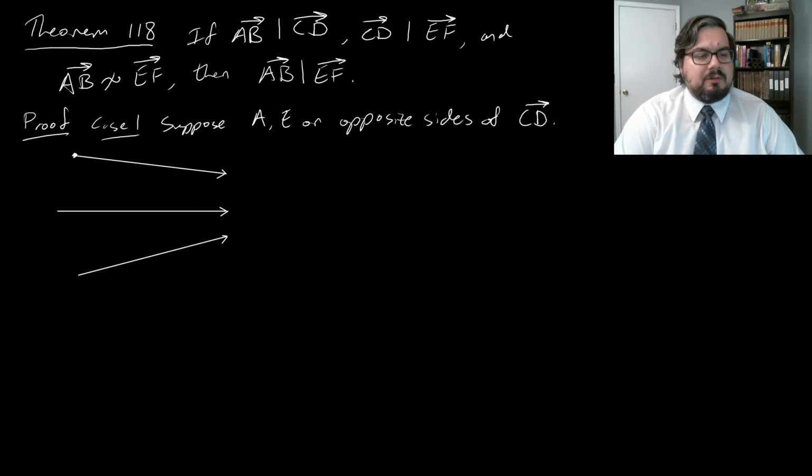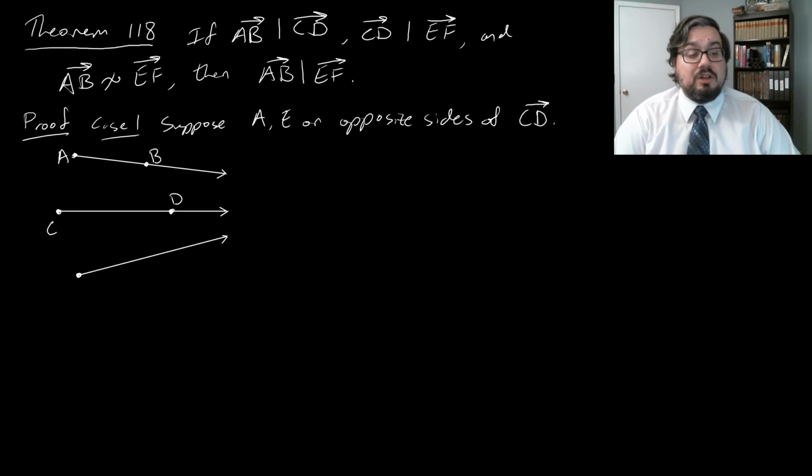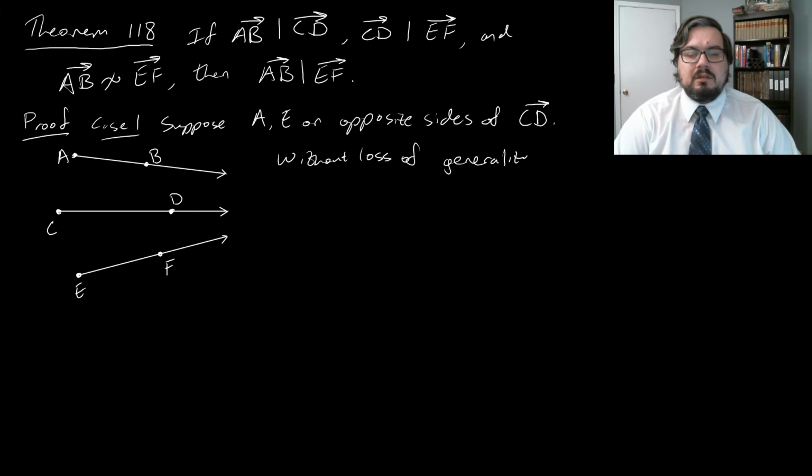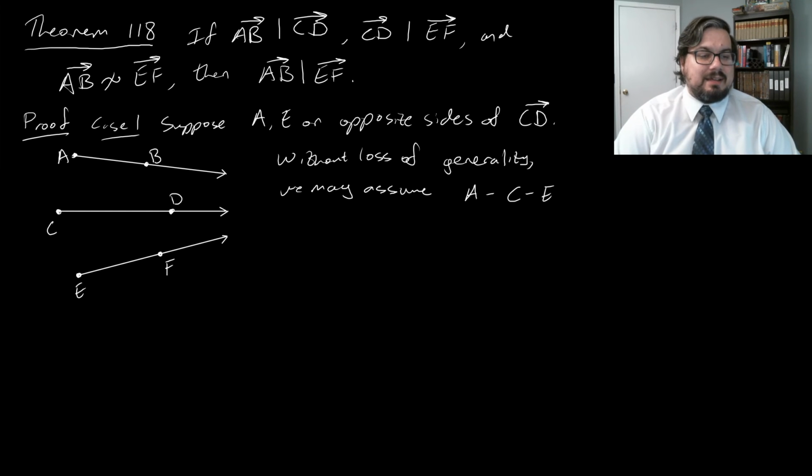So we've got our ray AB, which is critically parallel to the ray CD, which is, again, critically parallel to the ray EF. Now, without loss of generality, we may assume that C actually lies directly in between A and E.